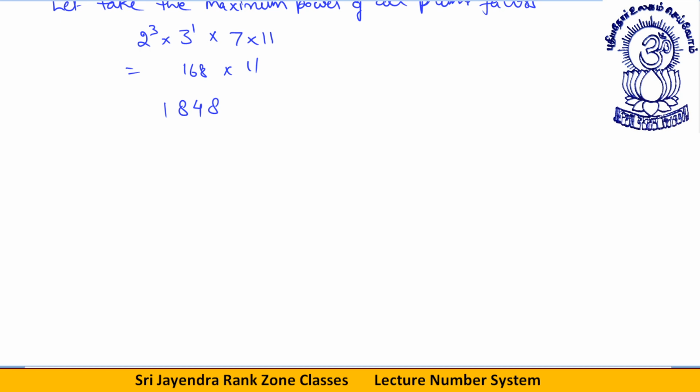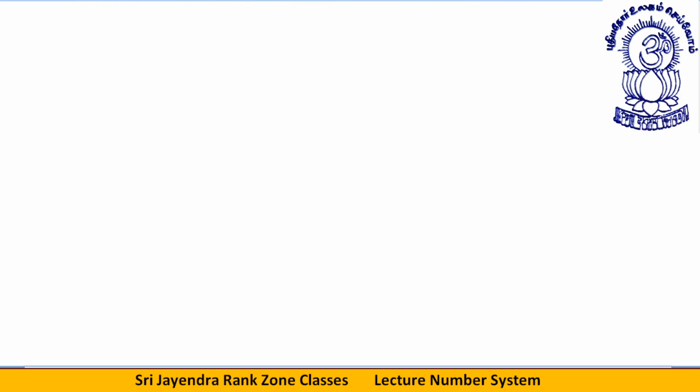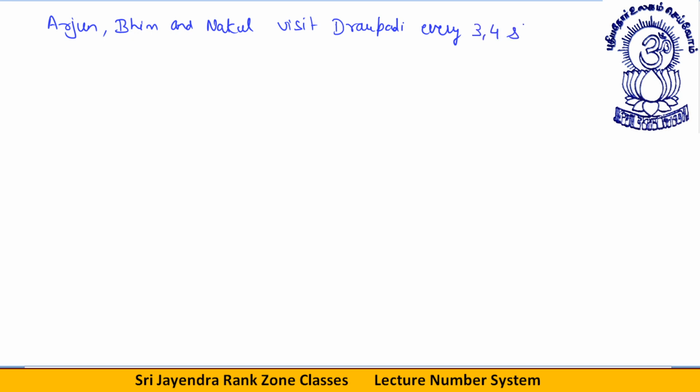Now, students, let's take another example of LCM itself, but this time it will be a problem. It won't be a direct example. Let's say Arjun, Bhim, and Nakul visit Draupadi every third, fourth, and fifth day, respectively.